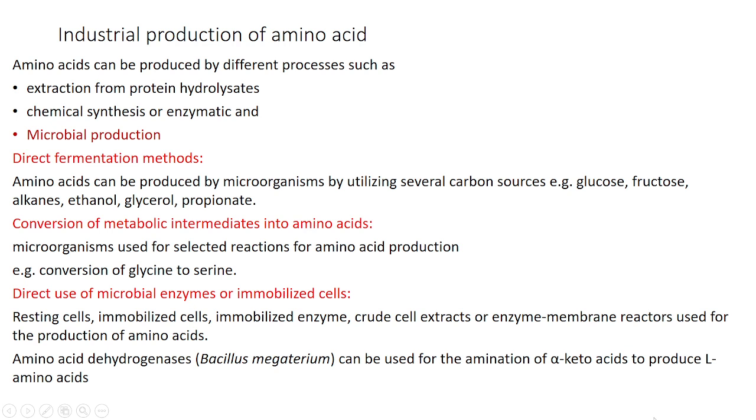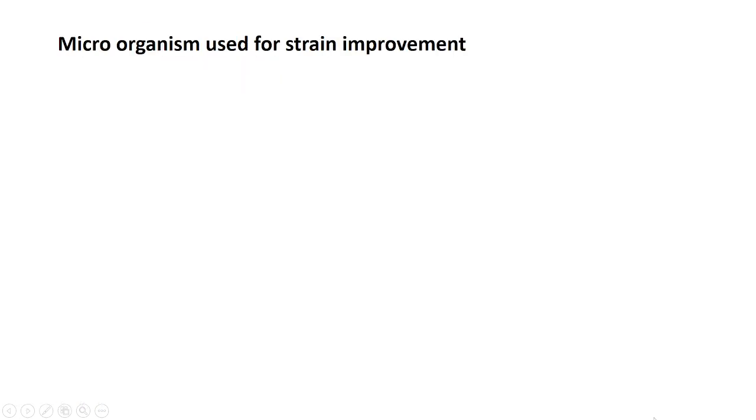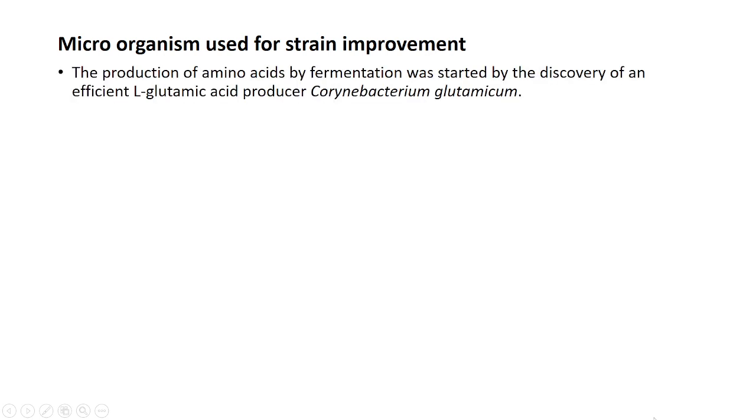For amino acid production, one example is amino acid dehydrogenase. This is a particular enzyme that is isolated from Bacillus megaterium, this bacteria. So this particular enzyme can be used for the production of L-amino acid from alpha keto acid. So alpha keto acid is converted into L-amino acid with the enzyme amino acid dehydrogenase. This important enzyme is immobilized in a matrix, and it is used. Some examples are alanine production from pyruvate using this particular immobilized enzyme, leucine from alpha keto isocaproic acid, phenylalanine from phenylpyruvate.